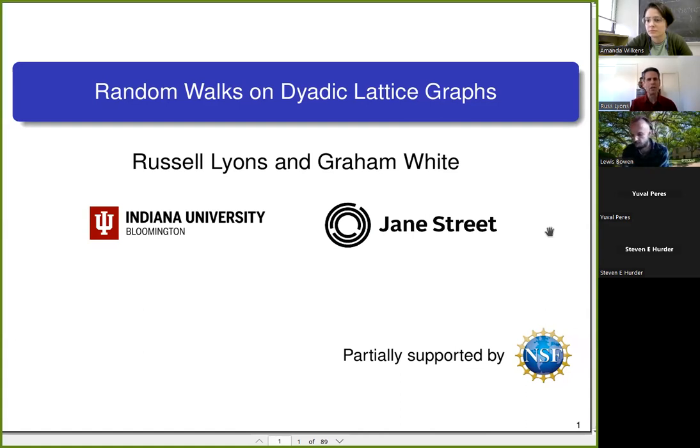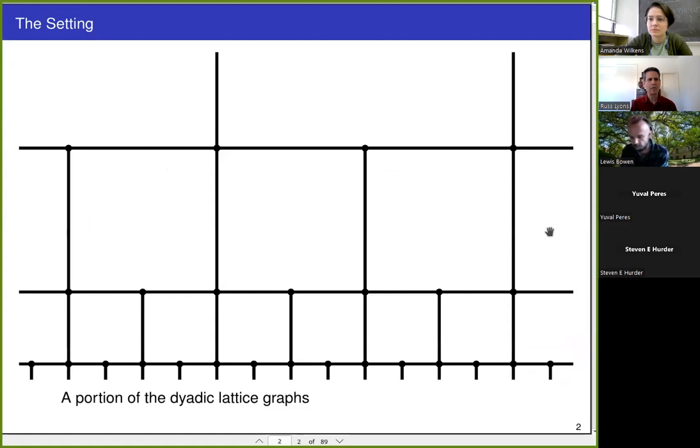So let me start by saying what I mean by dyadic lattice graphs. This is something that you have probably seen in various contexts, or some version of this. It's an infinite graph, and the idea is that it's made of these squares. On the bottom, you subdivide into two pieces, and then you put two squares below that. And you keep going forever. The squares get smaller and smaller.